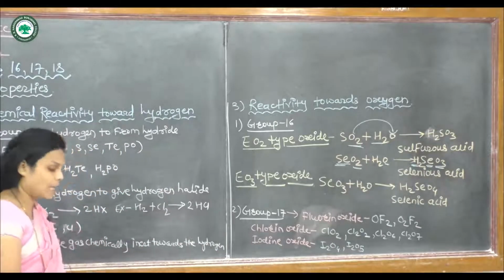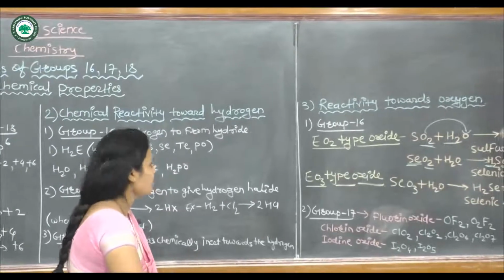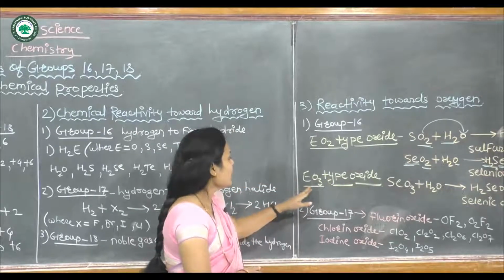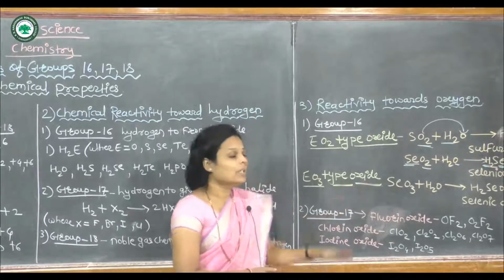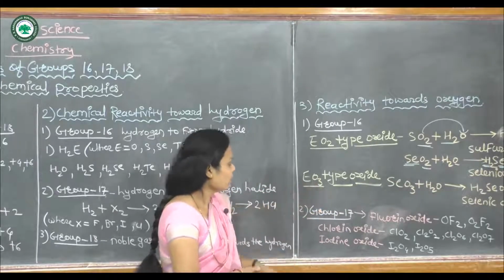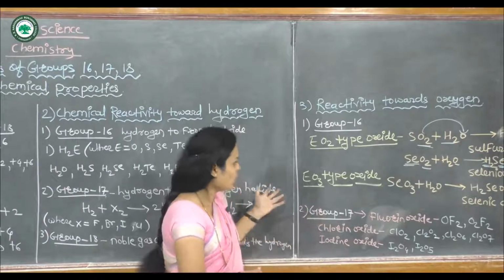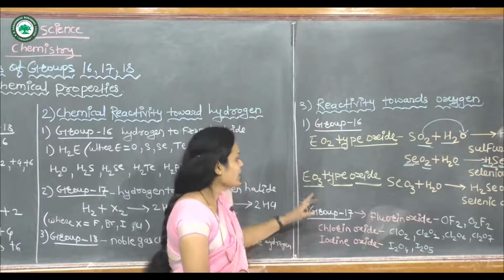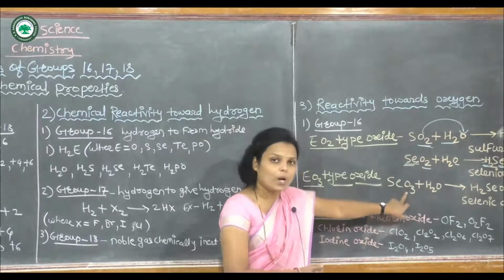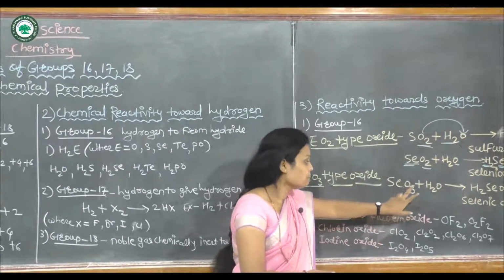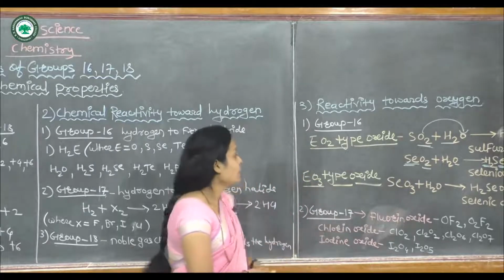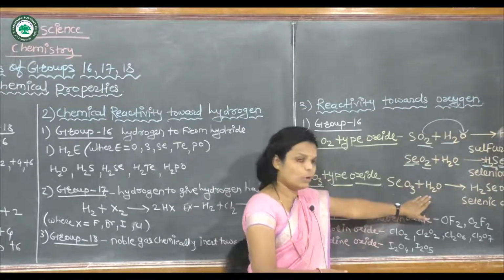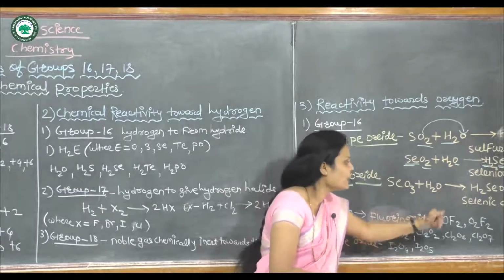Now the second type. The second type is EO3 type oxide. Means E, where we can take sulfur, selenium or tellurium. Here we also take selenium trioxide, with 3 oxygen atoms. The selenium trioxide reacts with the H2O molecule and then selenic acid is formed.